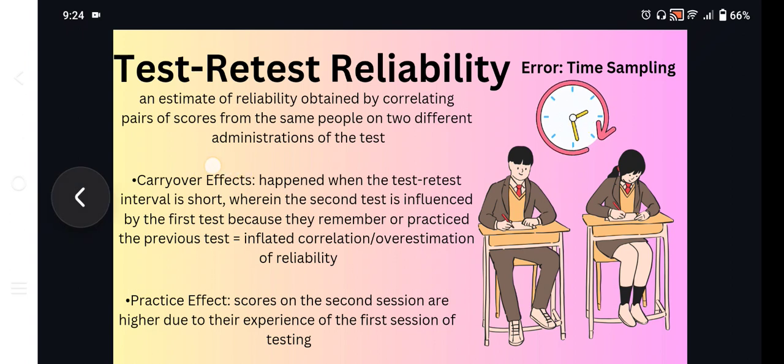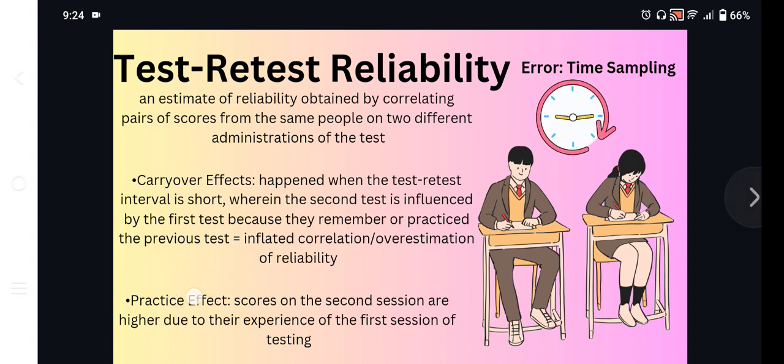Okay? Dito naman po tayo sa carryover effect. Happens when the test-retest interval is short. Okay? Where the second test is influenced by the first test because they remembered or practiced in the previous test. Okay? Evaluated correlation over stimulation of reliability.